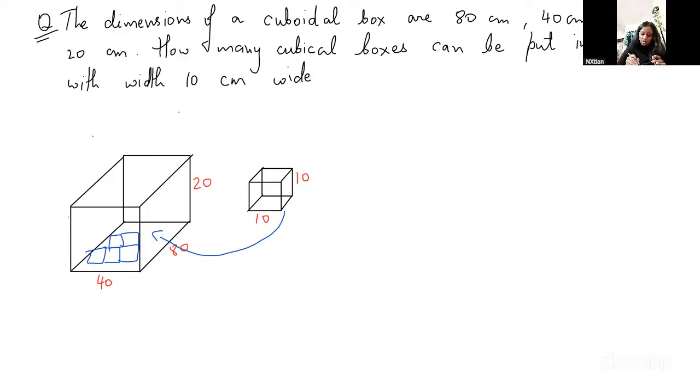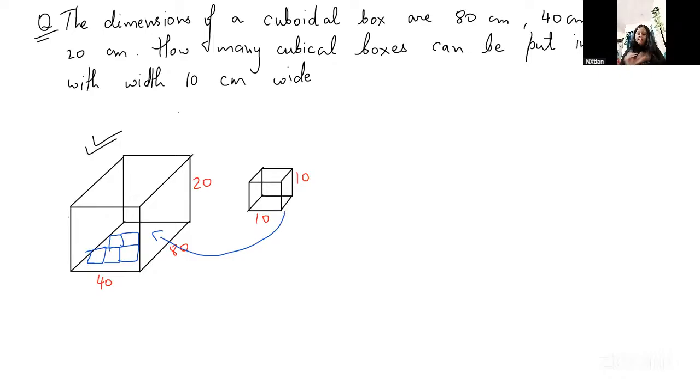Ma'am, I just have one question. Yes, Joshua. It's 80 centimeters long, ma'am. Yeah, 80 centimeters long, 40 centimeter wide, and 20 centimeter in height. Thanks, ma'am.